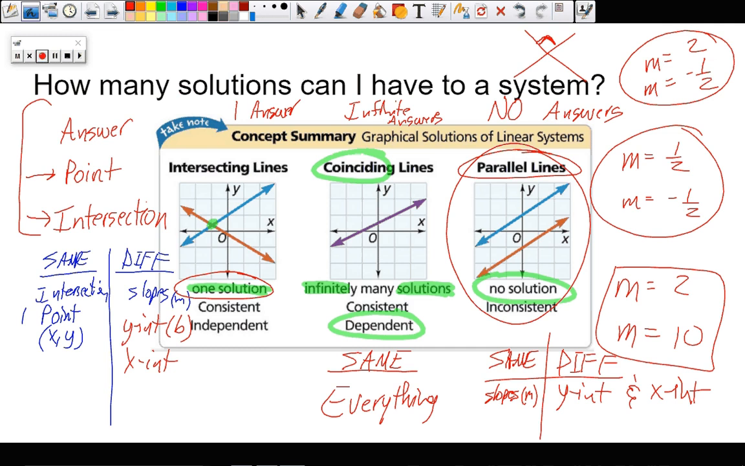Anything else? That's it. Those are good things. If you can recognize these, everything is easy. Everything in this entire unit is easy. Okay? Yes? This is not the same and different, but parallel lines are a function.